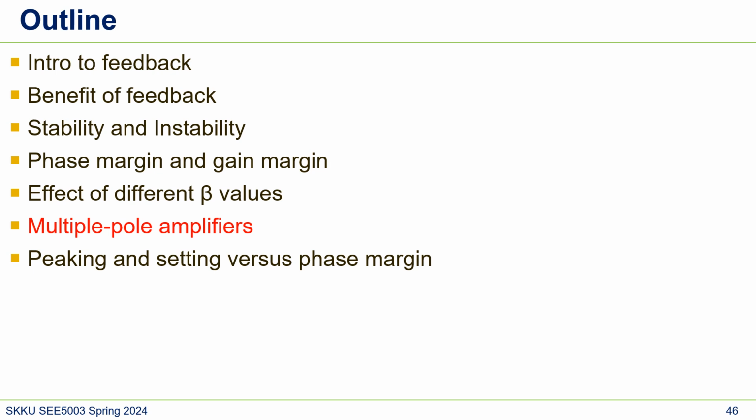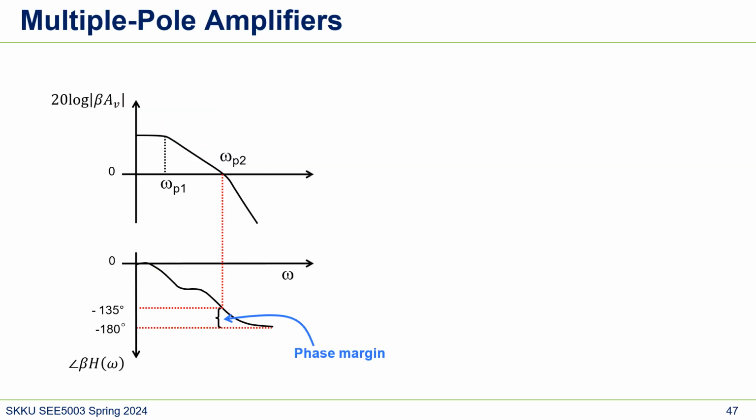Now let's discuss multiple pole amplifiers, because a single pole amplifier actually cannot be unstable. Only a multi-pole amplifier can be unstable, but what we learned about the effect of different beta values still helps us analyze multiple pole amplifiers in terms of stability. Here's an example. In this example, we assume that WP2 is equal to WU, the unity gain frequency.